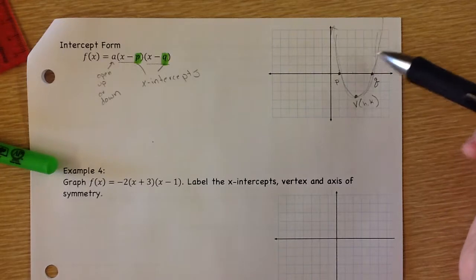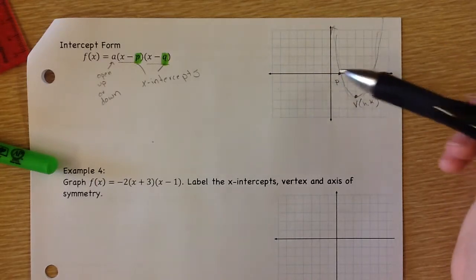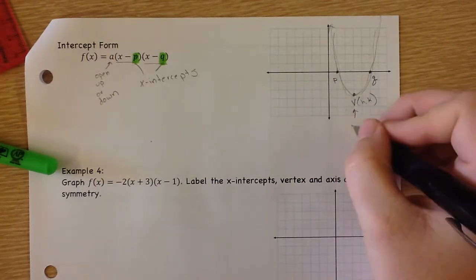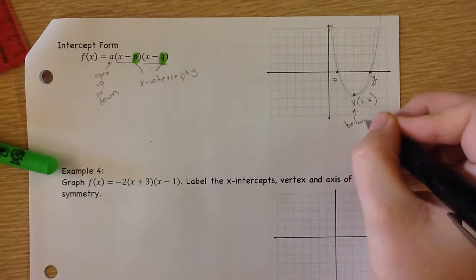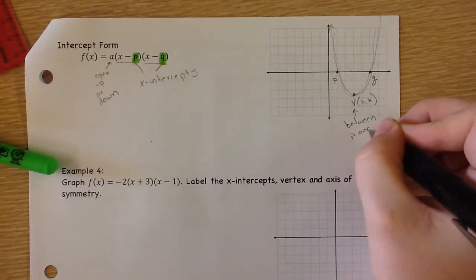So to find the vertex, what you need to do is find the point in the middle. This is smack dab between p and q.